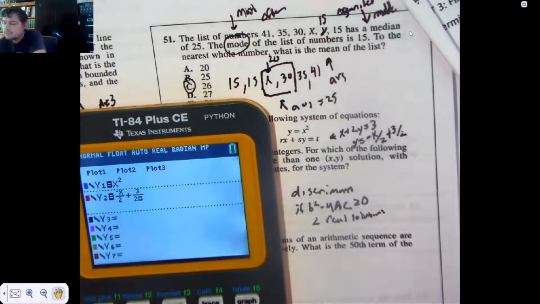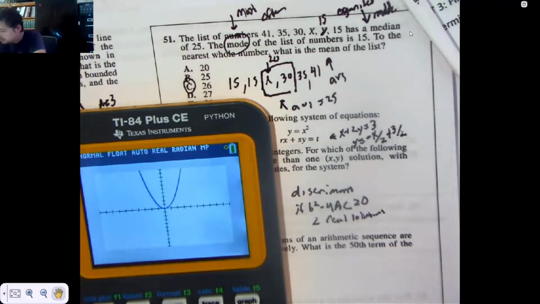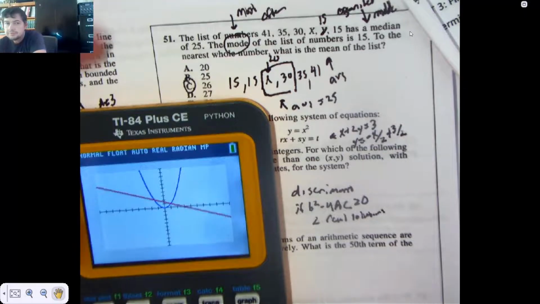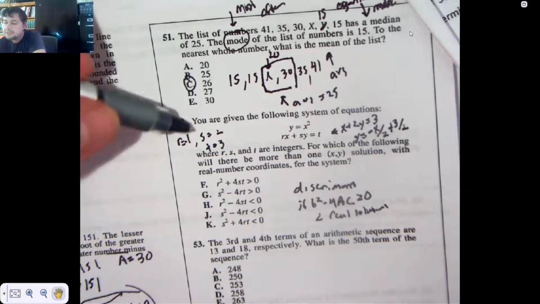Anyway, so there's my two equations. I went to y equals, zoom 6. I would say that thing has two solutions. Wouldn't you? I see two intersections. So more than one. So now I'm going to plug these numbers in and see what happens.